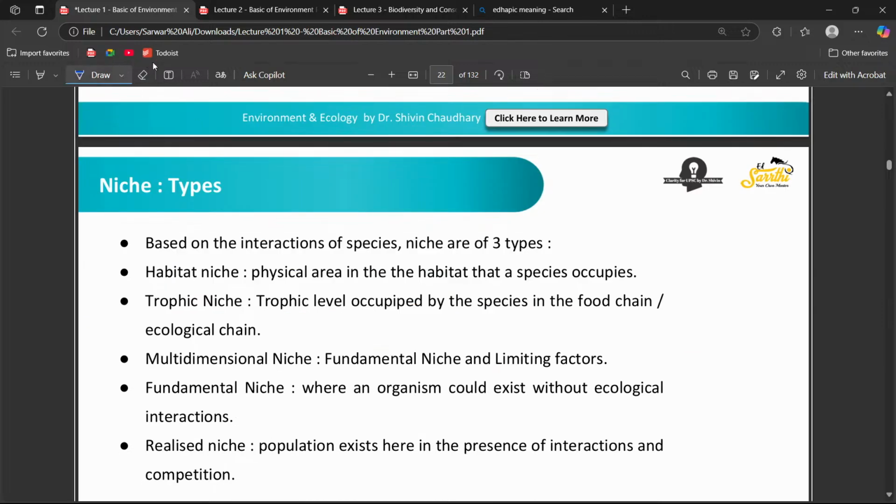Next we have types of niches. There is a habitat niche, that is the physical area in the habitat that the species occupies. There is a trophic niche, which is the trophic level it occupies. It is multidimensional, with the fundamental niche and limiting factors. The fundamental niche is where an organism could exist without ecological interactions. The population exists here in the presence of interactions and competition.